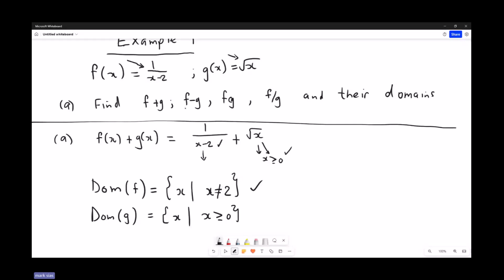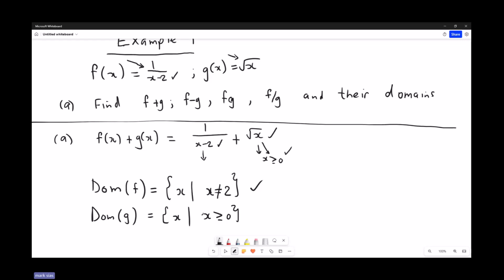So I agree with Mtokozi. The only value that x cannot have is 2. This is not a square root function here in the denominator, so it's okay. It can have negative values, positive values. It doesn't matter, okay? And, of course, with this one here, x must be greater or equal to 0.